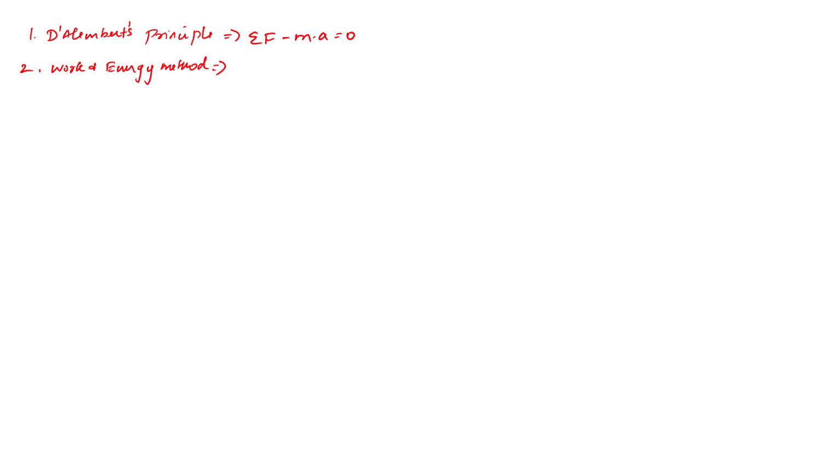In the work and energy method, we have summation of F into distance equal to half m v square minus u square. And then the third one is impulse and momentum, and in this, summation of F into t equals m into v minus u.